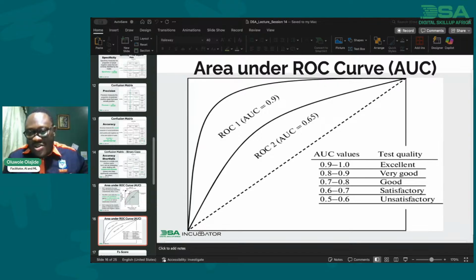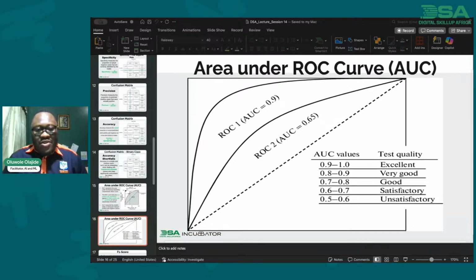And somebody was asking me, what does 1 minus specificity mean? It's just a formula. Specificity has to do with true negatives divided by the summation of false positives plus true negatives. So 1 minus specificity is how to calculate your false positive rate that I was talking about. There's nothing to it, just 1 minus your specificity.